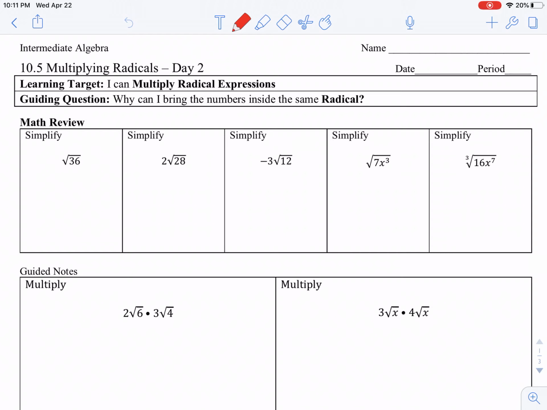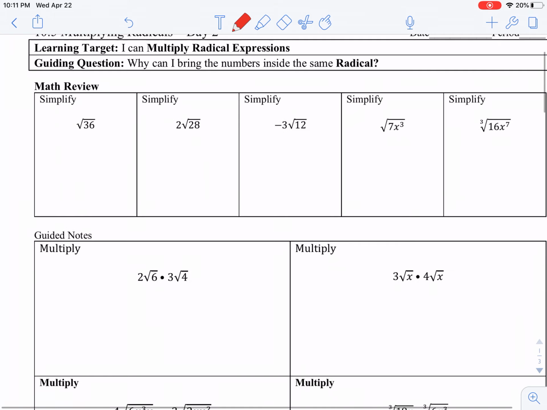This is 10.5, multiplying radicals, day 2. Learning target: multiplying radicals. We've done that already, but let's start off with a little math review. It's important that you know how to simplify.